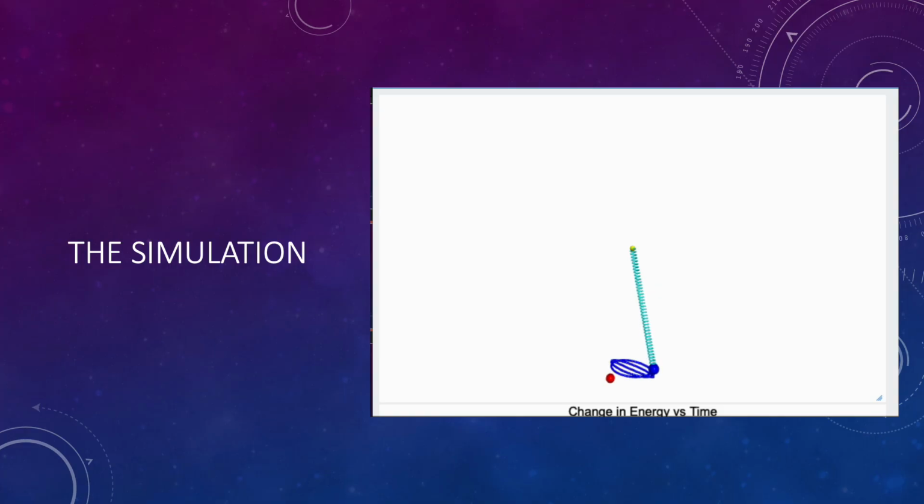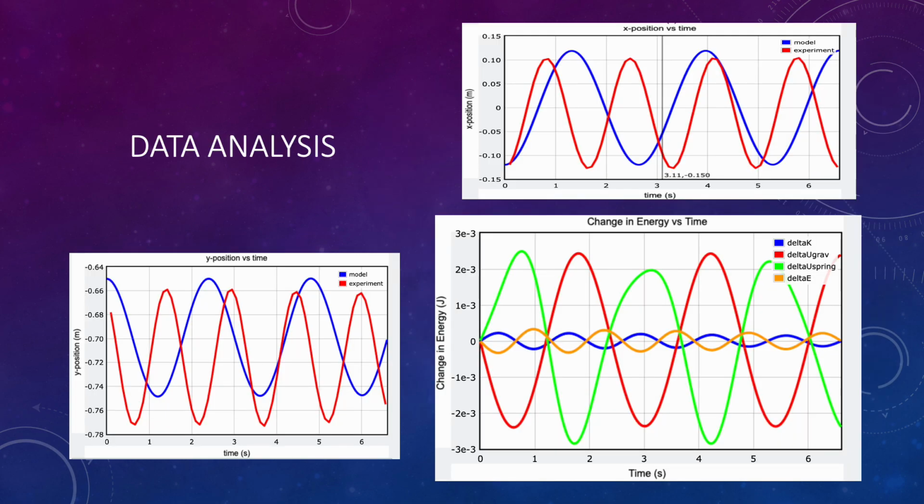So we can see there were a handful of pretty big differences between the red, which is our Tracker data, and the blue, which is our model. And we can dive into that a little bit more in data analysis.